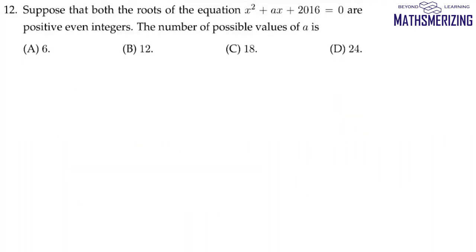Now here the question is, suppose that both the roots of the equation x square plus ax plus 2016 are positive even integers, then the number of possible values of a is.